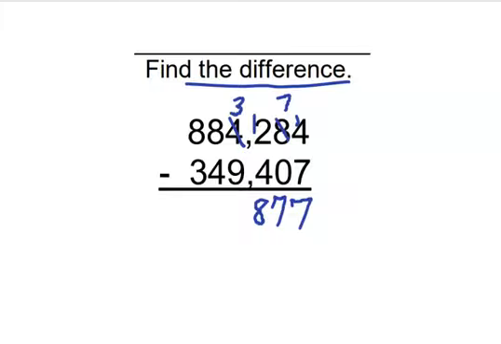Okay, so we can't take 9 away from 3, so we're borrowing from the 8. So we have 13 minus 9. So 13 minus 9 is 4. And then we have 7 minus 4 is 3. And then 8 minus 3 is 5. All right, at this point, we just come over 3, put our comma, and our answer is 534,877. So that's the difference.